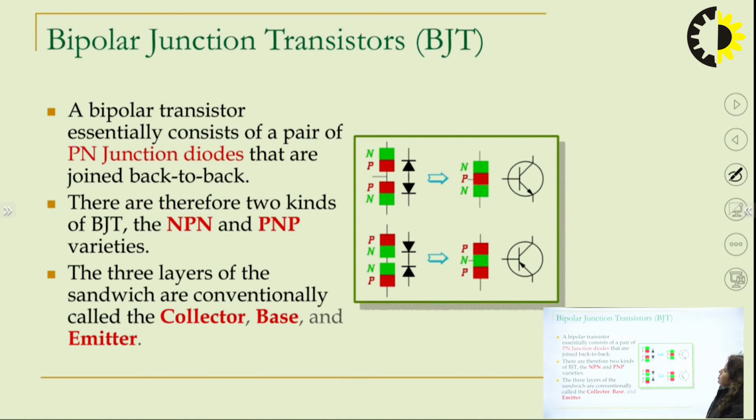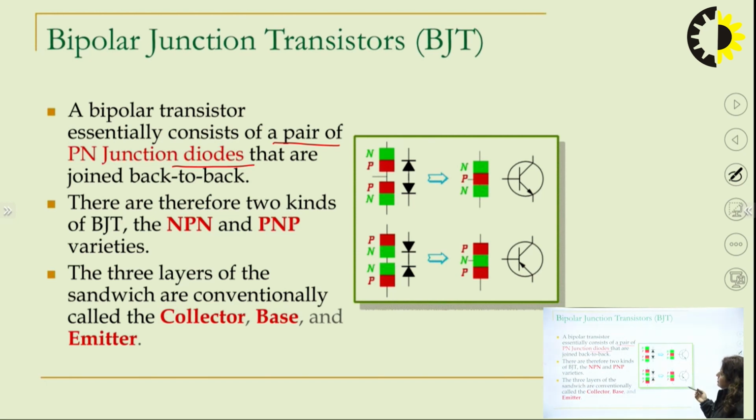So next, coming to the next part of this PPT, that is BJT, the bipolar junction transistor. As the name suggests, bipolar, it has two polarities, that is P and N type. So a bipolar transistor essentially consists of a pair of PN junction diodes that are joined back to back. What we have done here is, two PN junction diodes are joined back to back, and they will give you this type of structure, that is P, N and P, N. So obviously it will be an NPN type of structure, or in a similar way we have PN, PN, which will give you a PNP type of structure.